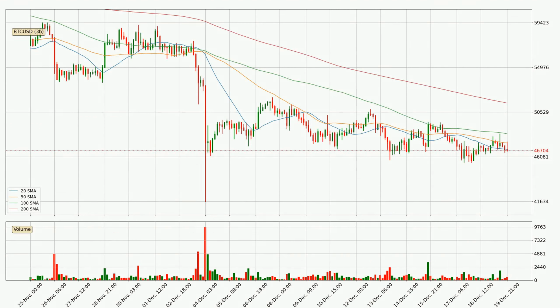Looking at the 3-hourly simple moving averages, the current price is below all simple moving averages for this time interval, which looks bearish, and it is to watch if the closest SMA, the 20 SMA, will play as resistance or the price will break it to the upside above the current price of around $46,826.